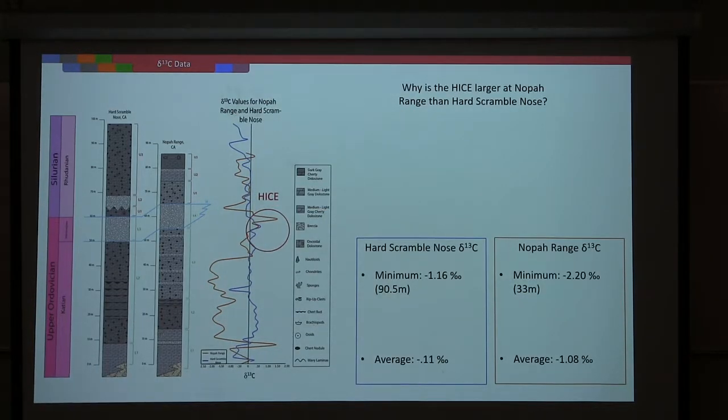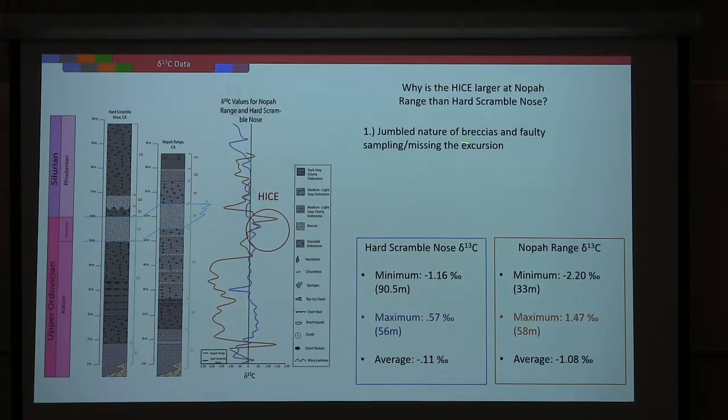The next thing we notice that's anomalous is that the Nopah Range seems to be higher for the HICE than Hardscramble Nose, where again we have a maximum of 0.57 per mil at Hardscramble Nose and 1.47 per mil at Nopah Range. Well, this could be due to the jumbled nature of the breccias and ultimately just faulty sampling. When you have breccias, you have clasts that have been rotated and moved around. So essentially, clasts that could have contained values such as 1.47 within the Ely Springs Dolomite were just not collected or sampled.